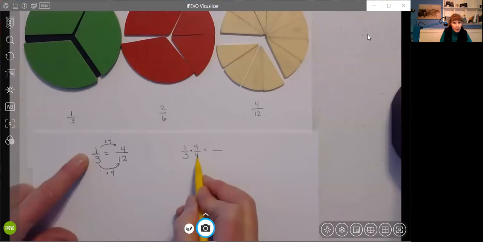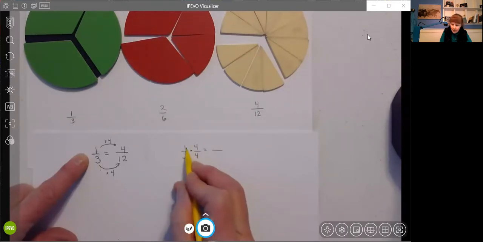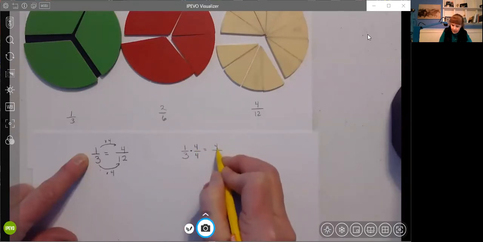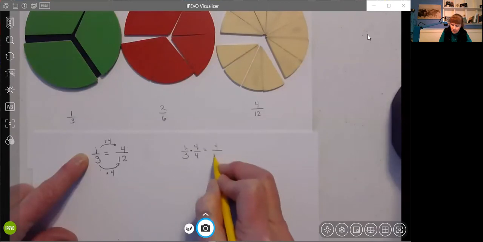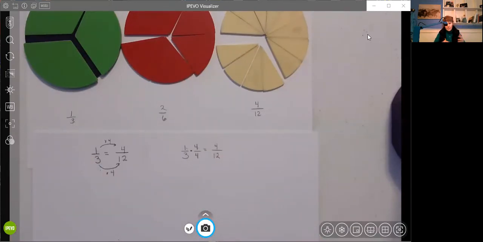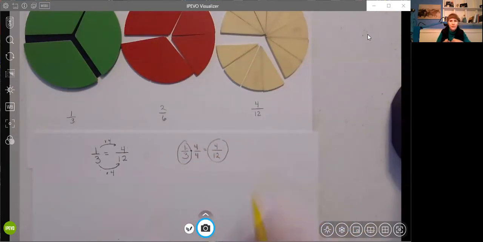So when we multiply, and we'll be doing that in this first section, you multiply straight across. 1 times 4 is 4. 3 times 4 is 12. So you multiplied by the number 1 to go from one fraction to its equivalent fraction, just different size pieces.